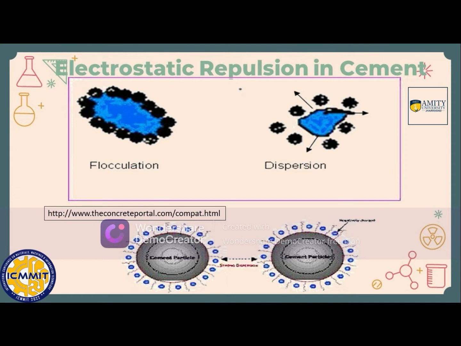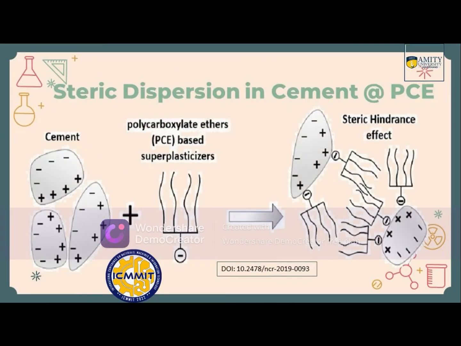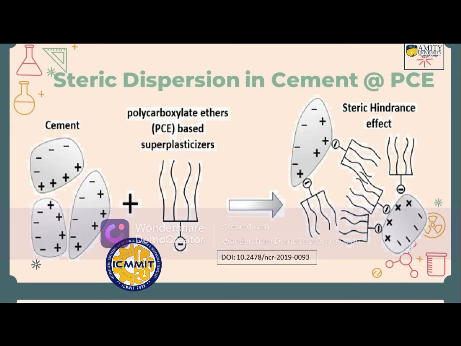This is sourced from the concrete portal. This is the repulsion, and for the PC, the latest admixtures, apart from repulsion, we are getting steric dispersion of cement. That means these long chains tear apart the cement particles, and more water is released. This is a paper with DOI 10.2478 that I have taken.